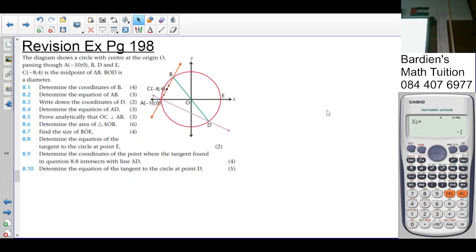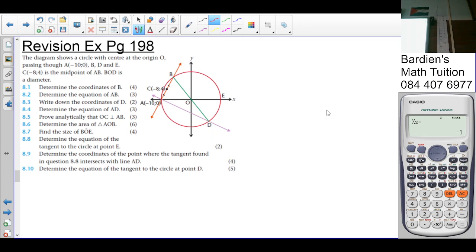BOD is the diameter, so what do we know? We know that the angle is 90 degrees. Why? Because it's the angle in a semicircle. Then we are told, right, 8.1: determine the coordinates of B.